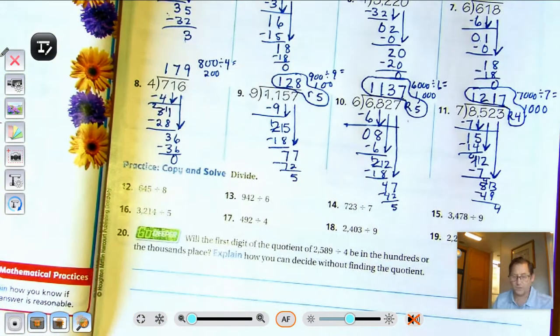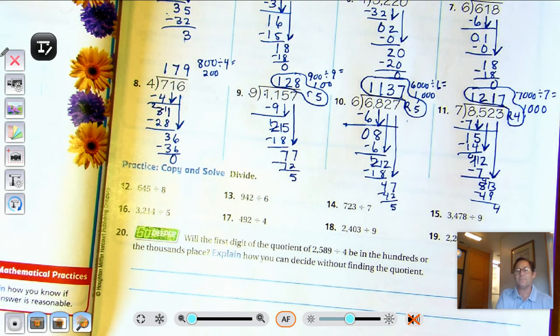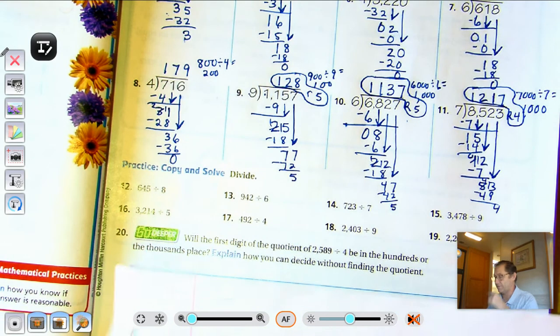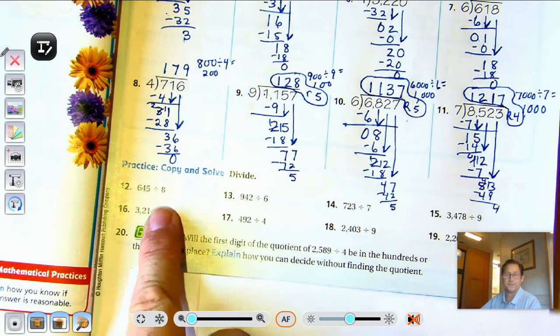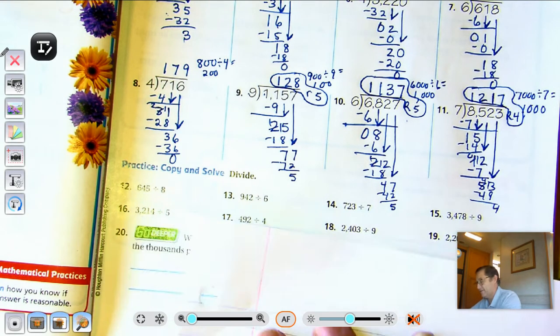All right, so the next part, we want to have some scratch paper, and we're going to solve these problems on a piece of paper. Okay, so copy and solve, because there's clearly not enough room here to solve that problem. So number 12, 645 divided by 8.